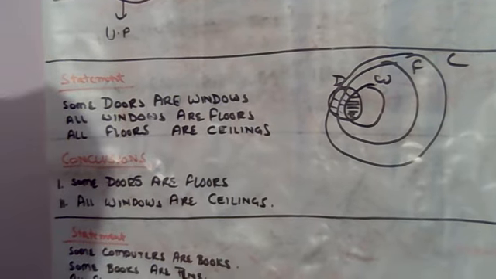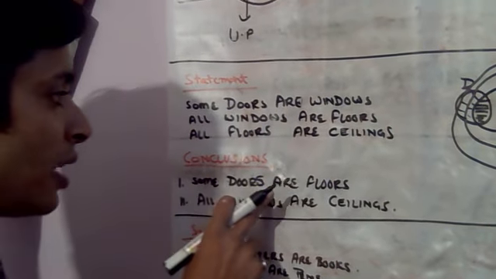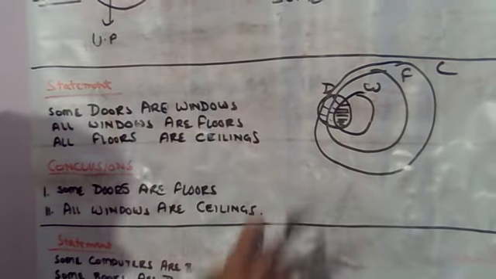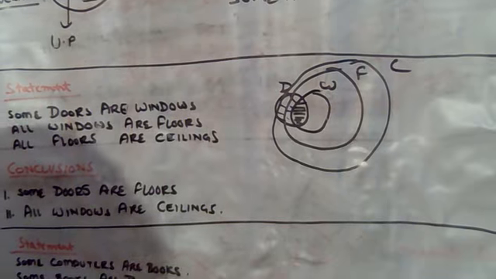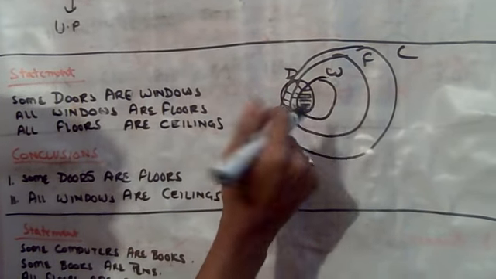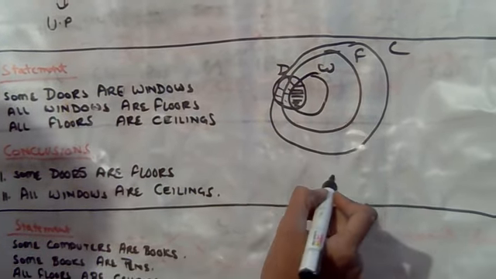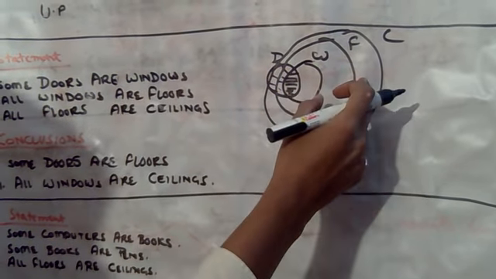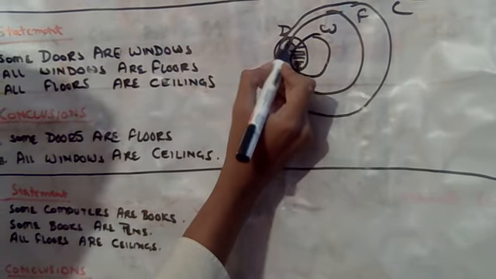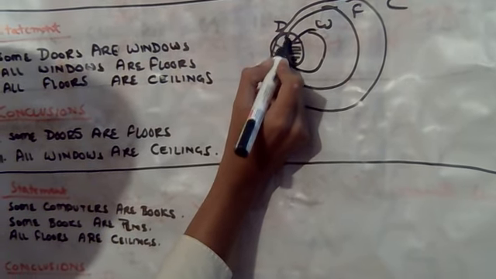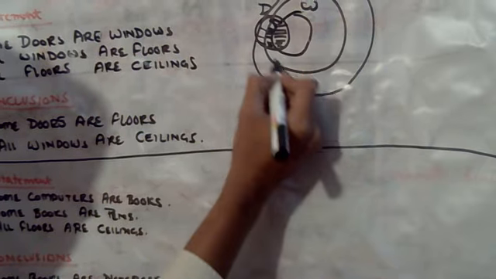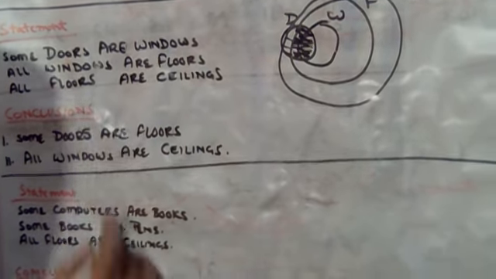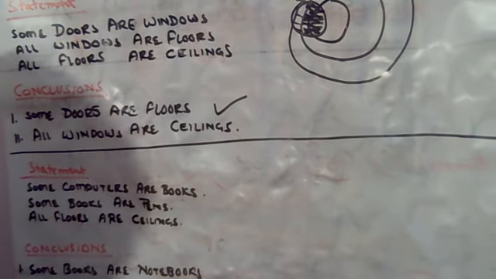Getting it? So the first conclusion says some doors are floors. Definitely some doors are floors, because all the parts of windows are in floors. So doors have some things in common with windows. So those common things would be in the floors as well, because windows are contained in the floor diagram. Over here we can see some parts of the doors are floors as well. This is the circle of the floor and this is the overlapping. So the first one is correct.